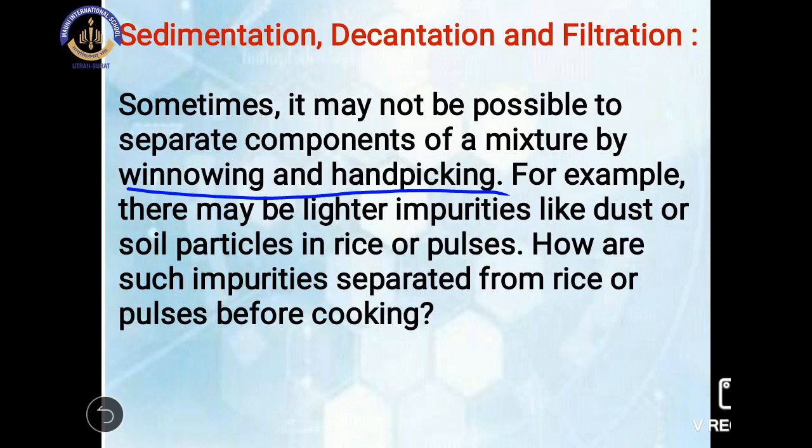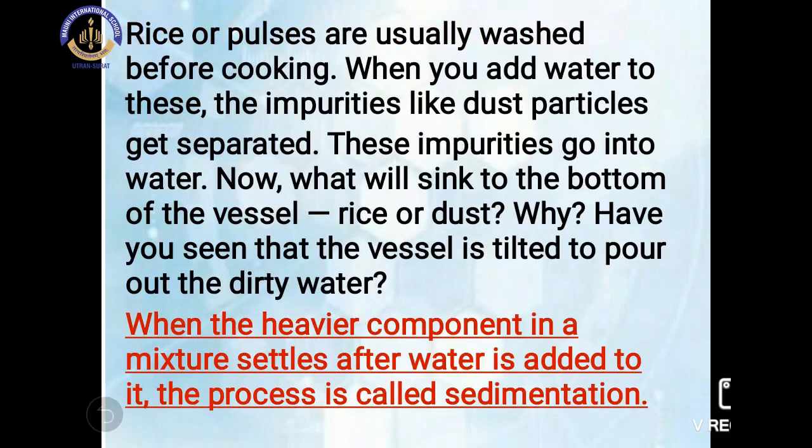For example, there may be lighter impurities like dust or soil particles in rice or pulses. It means here we have both particles, which are dust, and second, pulses or rice. So how are such impurities separated from rice or pulses before cooking? When your mother cooks, before cooking she washes the rice with clean water, and by this process she separates impurities like dust from the rice or pulses. And this process we will discuss here.